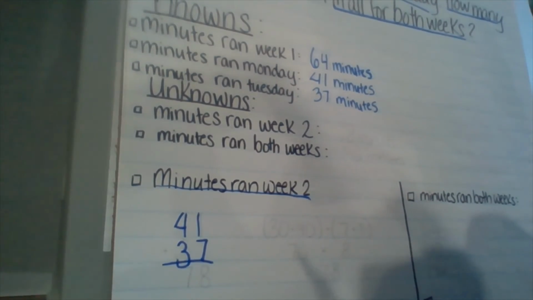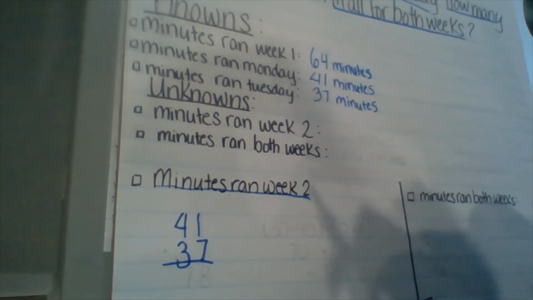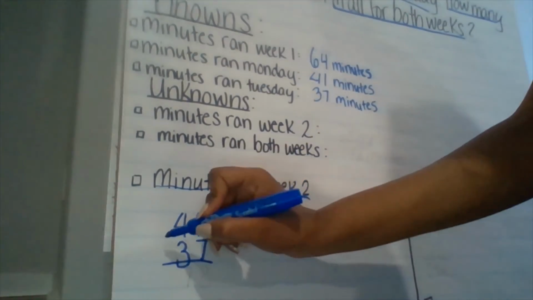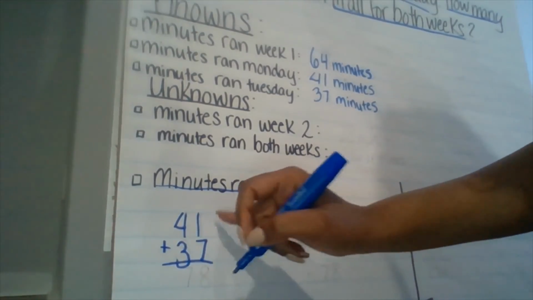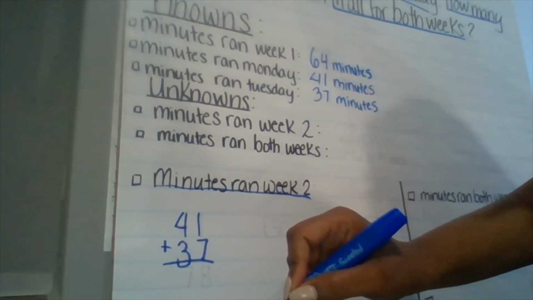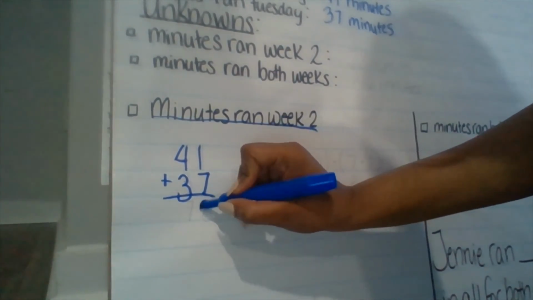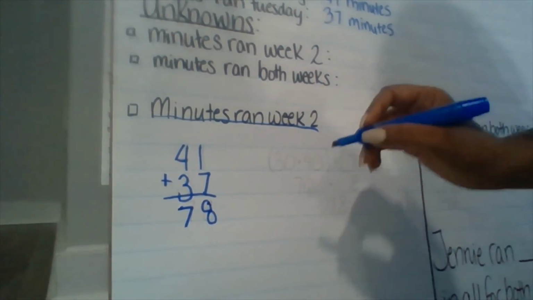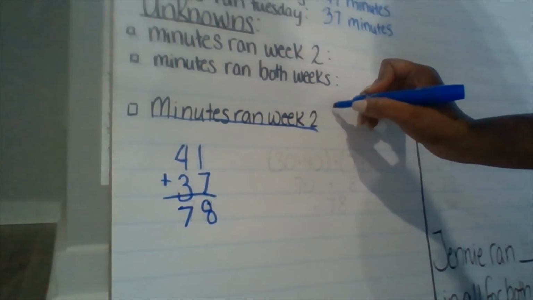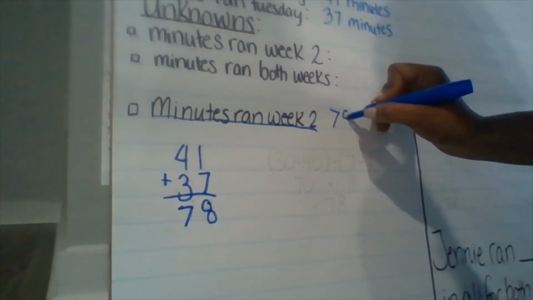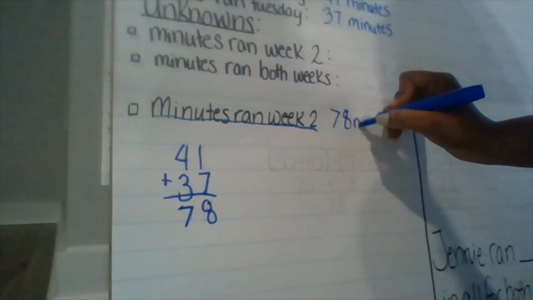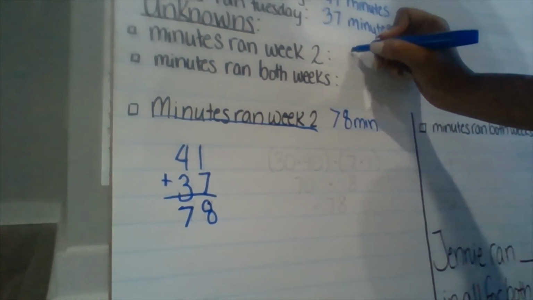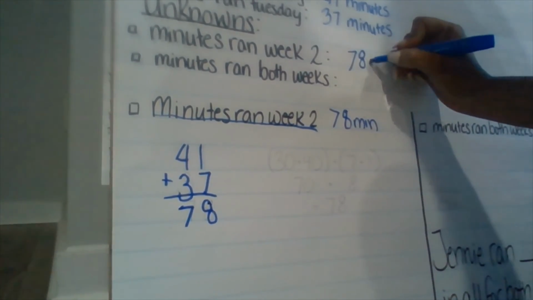The next week, Jennie runs 41 minutes on Monday and 37 minutes on Tuesday. How many minutes did she run in all for both weeks? In all tells me that I need to add the minutes on Monday and Tuesday to give me the total amount for her week. So her total amount is 7 plus 1, which is 8. 4 plus 3, which is 7. So she ran 78 minutes on week 2. We can fill in that as our new known.